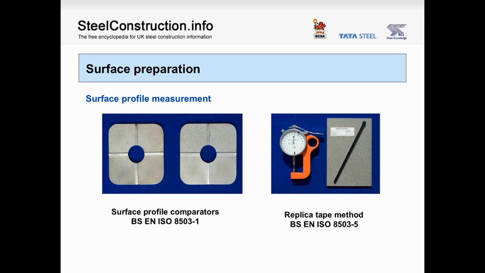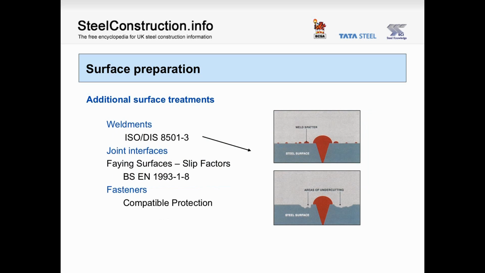To check roughness, several methods have been developed to measure or assess the distance between the peaks and troughs of blast cleaned surfaces. These have included comparator panels, special dial gauges, replica tapes and traversing stylus equipment. Usually comparators or replica tapes are used as shown here. The relevant standards are BS EN ISO 8503-1 for comparators and BS EN ISO 8503-5 for the replica tape method. After abrasive blast cleaning, it is possible to examine for surface imperfections and surface alterations caused during fabrication processes, for example welding.